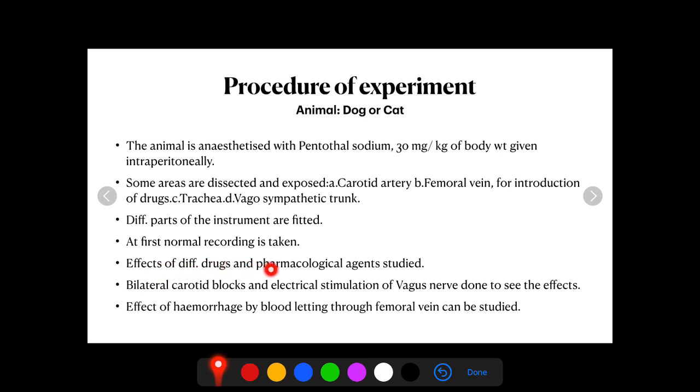Then the effect of different drugs and pharmacological agents should be studied, and then there will be bilateral carotid blocks with the help of a bulldog clip and electrical stimulation to the vagus nerve. The effect of these two maneuvers should be studied, and the effect of hemorrhage by bloodletting through the femoral vein can also be studied.